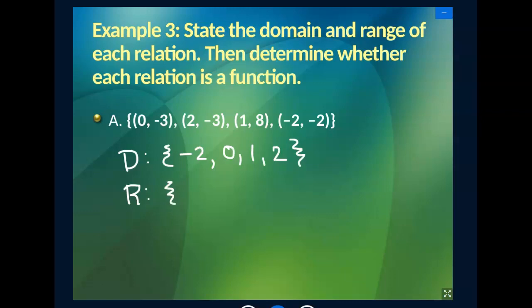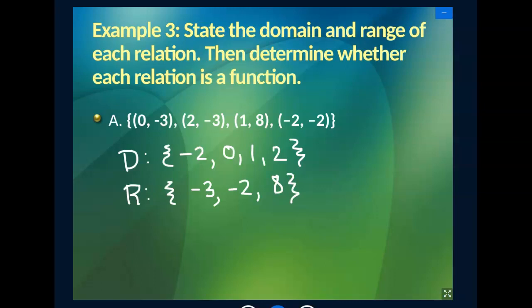Your range, now this one you have to be particular about. Do not write -3 twice. We do not duplicate numbers that repeat in our sets. So even though there's a -3 twice, we do not repeat it. So the range is -3, -2, and 8.